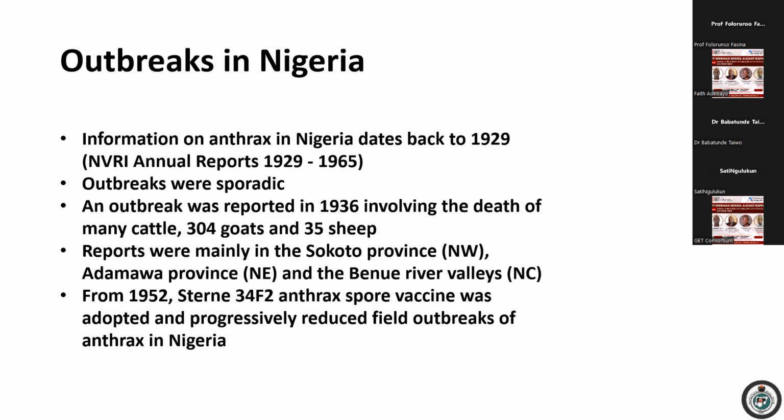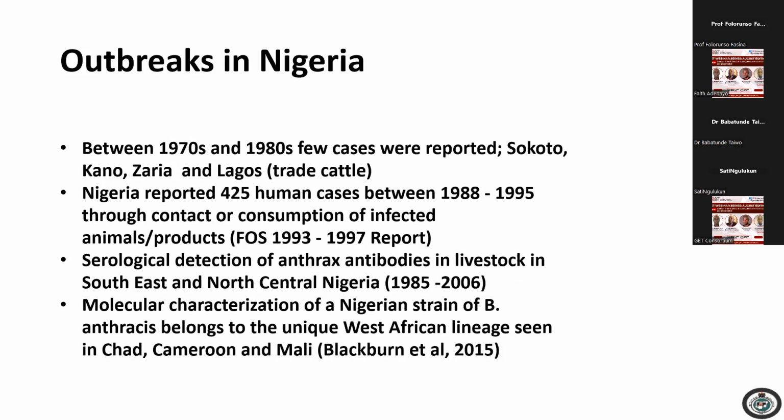it has progressively reduced the field outbreaks of anthrax in Nigeria, because in the early 50s, 60s to 70s, there was mass vaccination of cattle, and that reduced the outbreaks of anthrax. But recently, we have seen a resurgence because the vaccination campaign has drastically reduced. So between the 1970s and 80s, few cases were reported in Sokoto, Kano, Zaria, and Lagos, and mainly the Lagos ones are trade cattle.